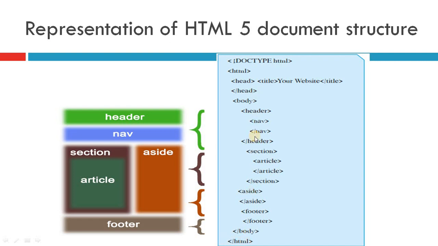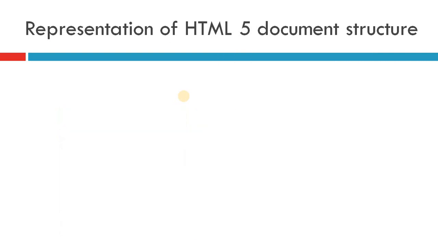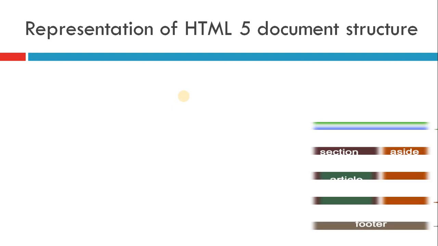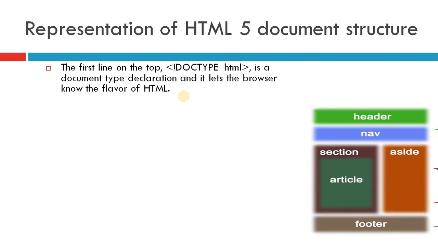All these are different semantic tags. Semantic tags means they are not going to define the actual content. They will just be used for defining the structure. Let us see each and every semantic tag and their work. The first line on the top, doc type HTML, is the document type declaration, and it lets the browser know the flavor of HTML. It means that the browser will understand this is HTML5 code.